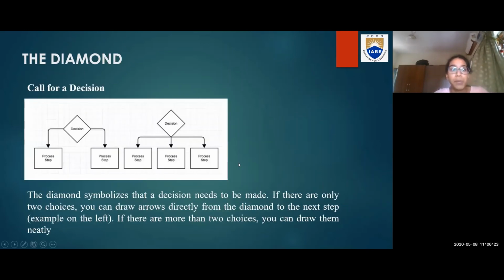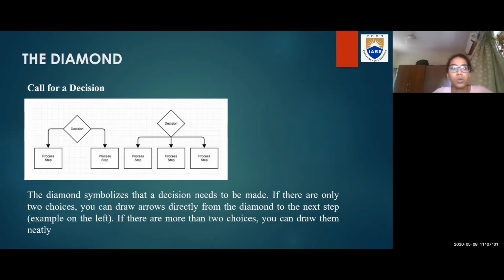Now the diamond. Now, call for a decision. Now, when do you use the diamond? It is basically when you have to decide something. For example, while making a tea, few people use brown sugar and few people use white sugar. Now, if you want to ask the reader or direct the person who is reading your flowchart in the direction, you can make a decision in your diamond box saying, do you have a brown sugar or white sugar? Or like, if brown sugar, follow this direction, else you go towards this direction.